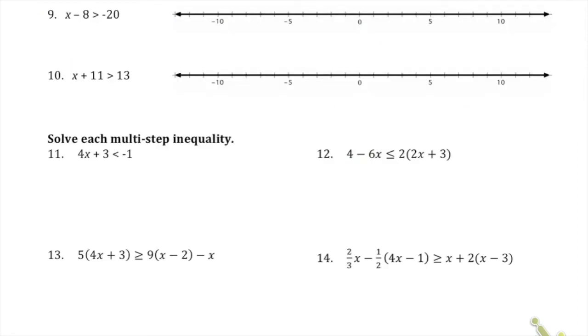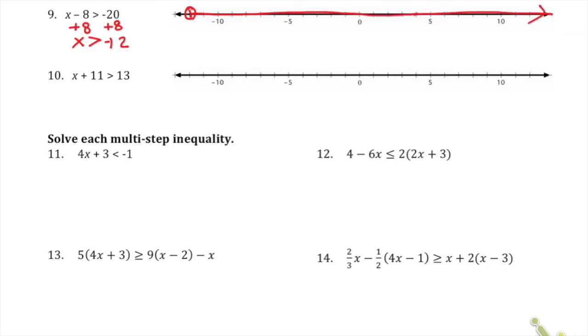Question number 9, solve each inequality and graph it. If I have to solve it, I add 8 to both sides, and I have x is greater than -12. Means I have to pick -12, and where is -12? -12 is here. And it's greater, so it has to be an open circle, and x is greater means my number line should be moving to the right.